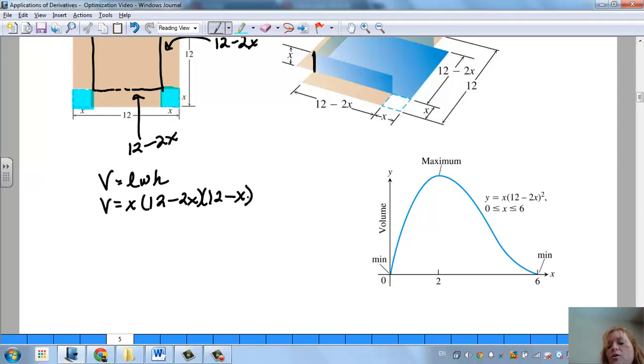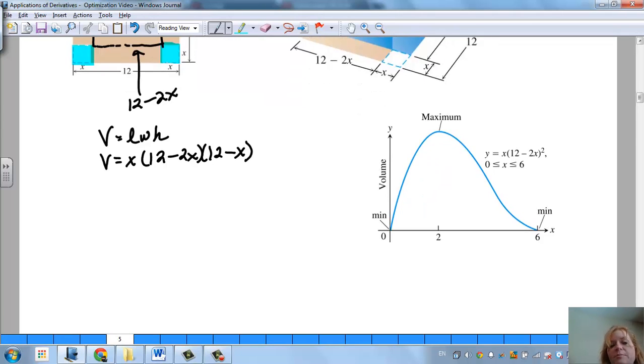We don't have to have a constraint equation because the constraint has already been written into the problem. Our numbers reflect the constraint of the 12 by 12 sheet of tin. So now I'm going to do the volume. I'm going to multiply these two first, and then multiply them all by x.